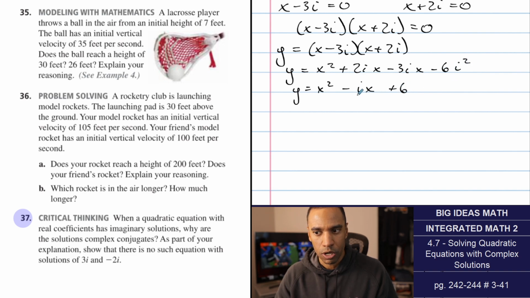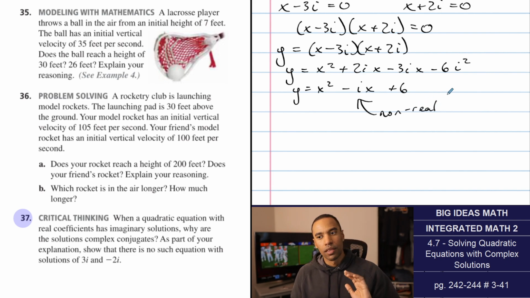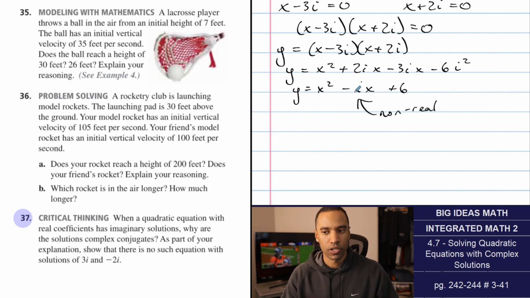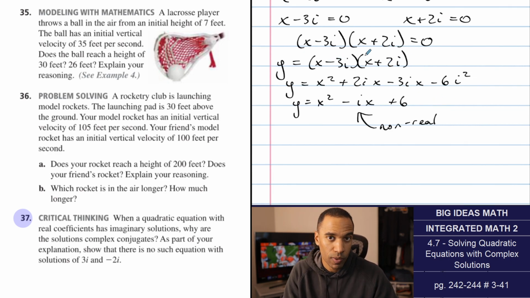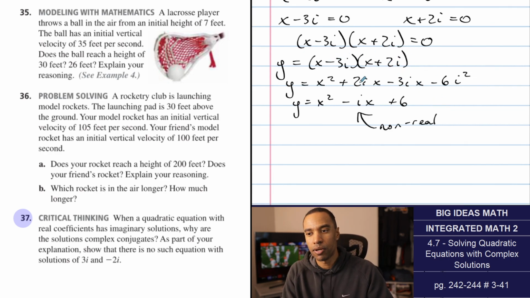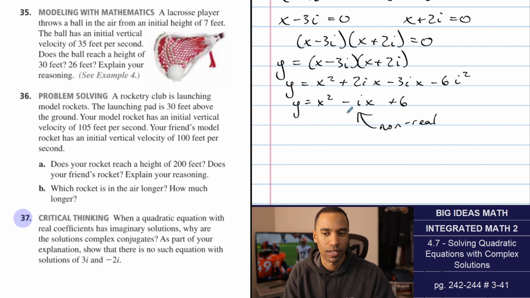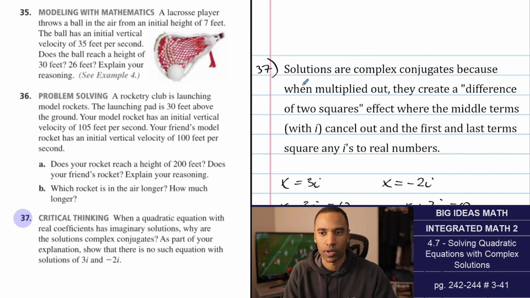That part becomes real, but this part did not. It's non-real. In a difference of two squares scenario, this would have worked. But notice this is not a real coefficient. In a difference of two squares scenario where it's x minus 2i, x plus 2i, or x minus 3i, x plus 3i, the middle terms would have canceled. You still would have had the i squared work itself out. But not here. And that's the final result of showing it doesn't work.